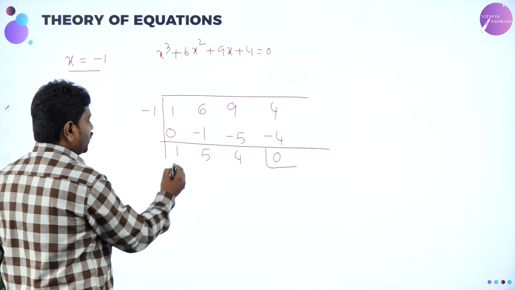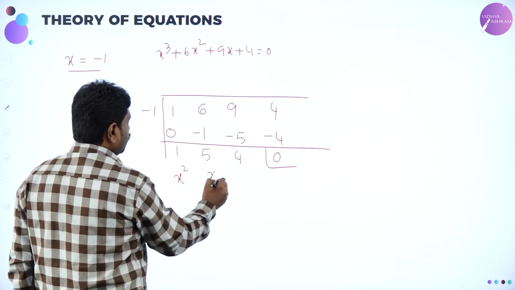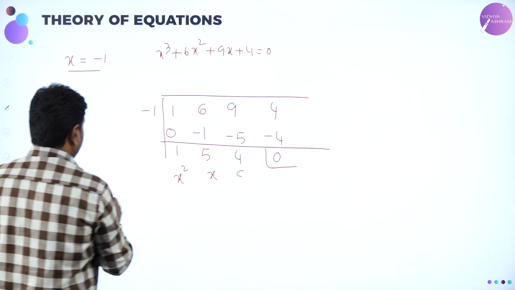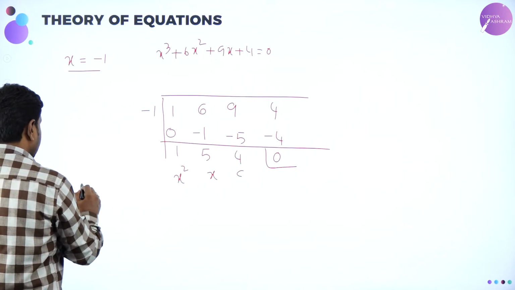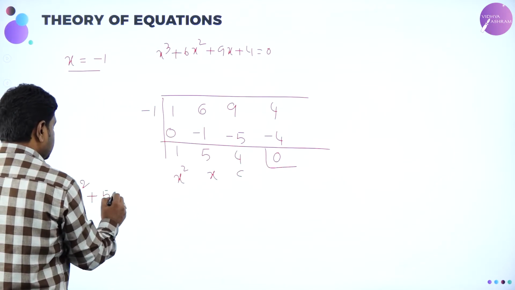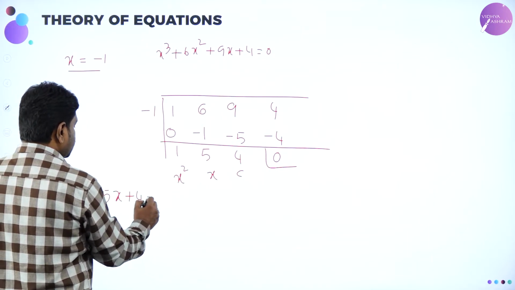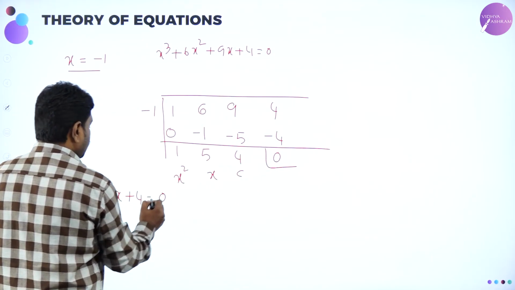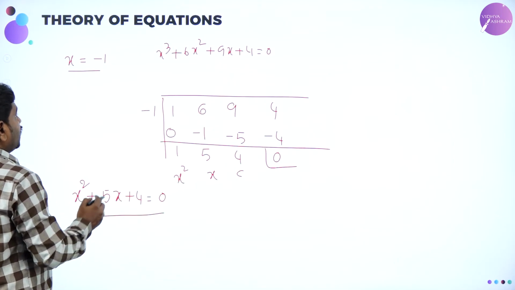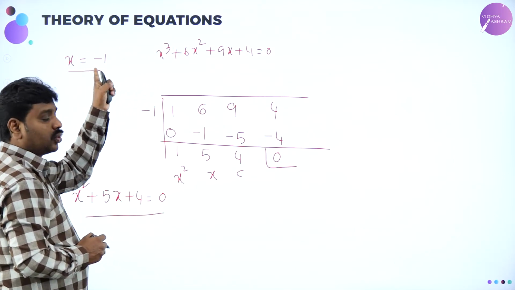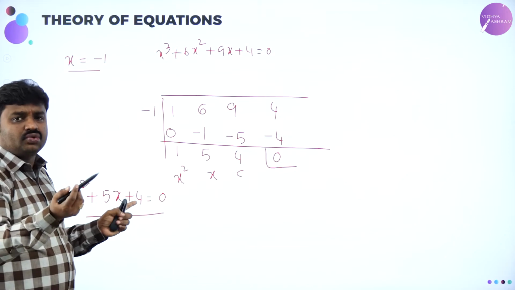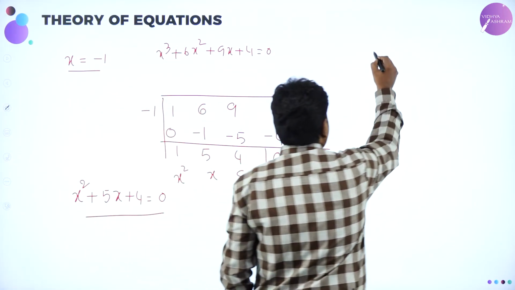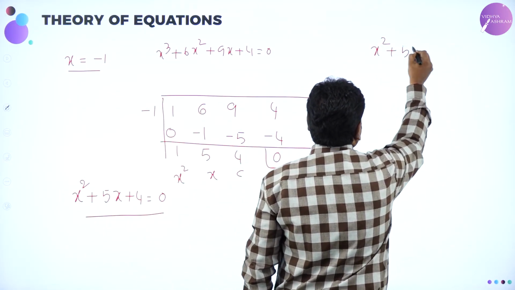Now this is a quadratic equation. This is the coefficient of x square, this is of x, this is the constant. Now the quadratic equation is x square plus 5x plus 4 is equal to 0. We got remainder 0. So earlier it was a cubic equation. You got one root. Now it is a quadratic equation. Can't you solve this quadratic equation? Now we'll solve the quadratic equation x square plus 5x plus 4.